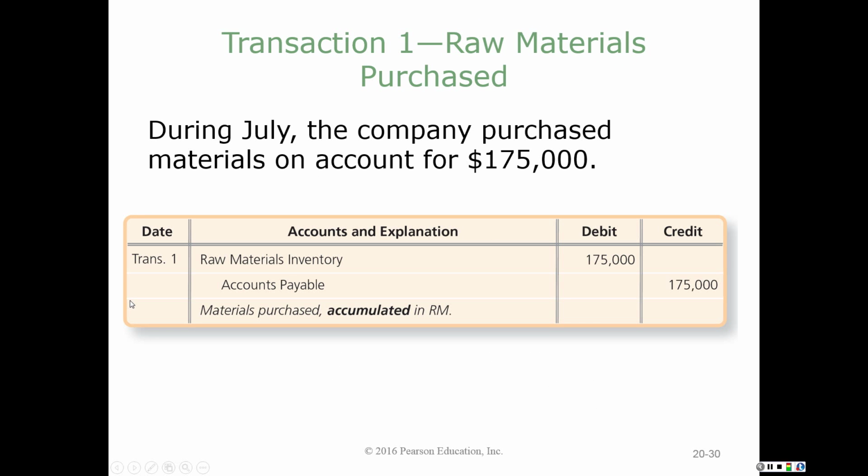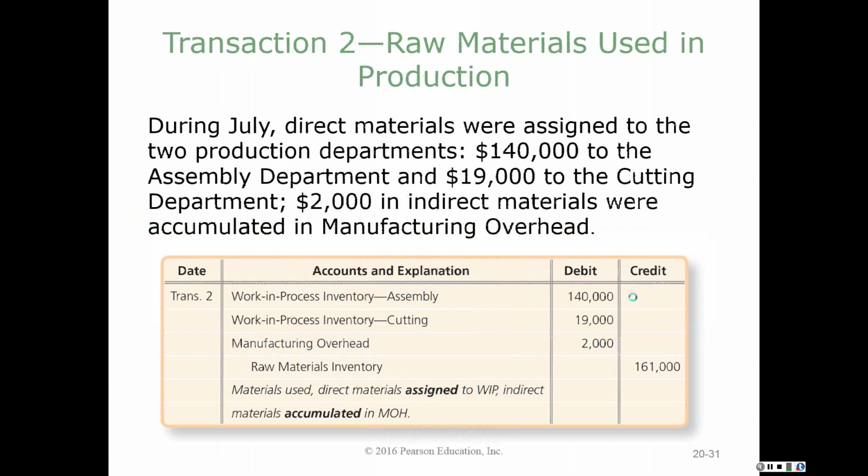But the same as before in job order costing, when we purchase raw materials, they're simply added to the raw materials account. We credit the payable account until we pay for them. As we use those materials, okay, they are moved into work in process for assembly. Those materials are moved into work in process for cutting. Manufacturing overhead.